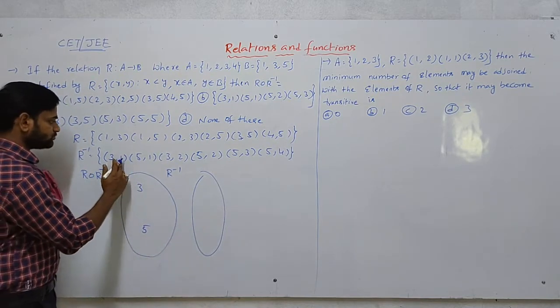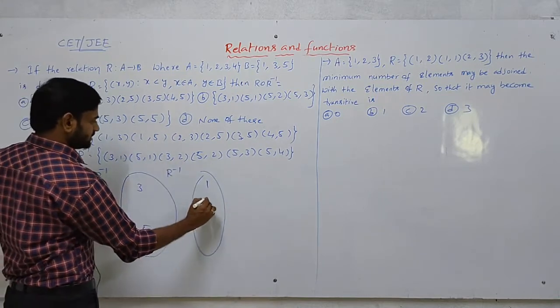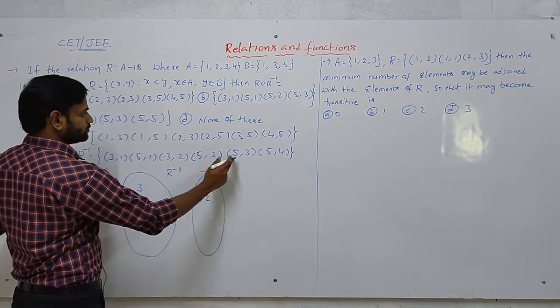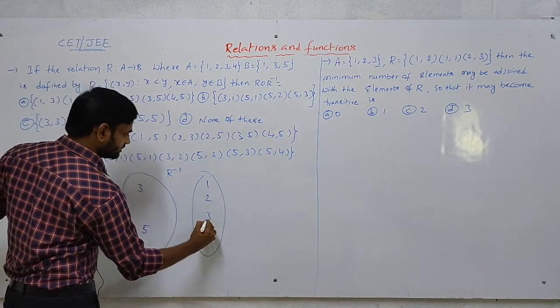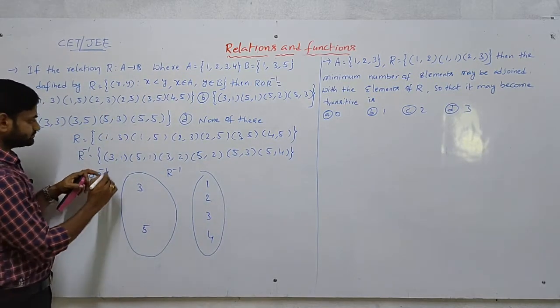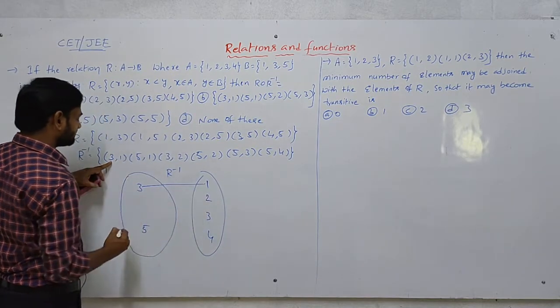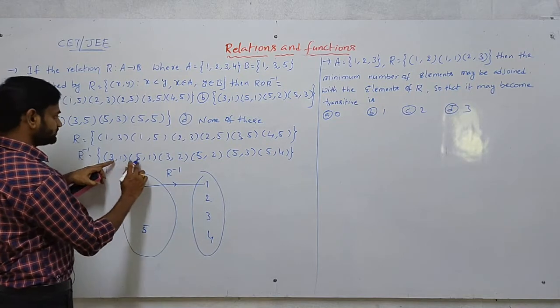Next, what are the second elements? 1, 2, 3, 4. Now the mapping: first 3 to 1, next 5 to 1.